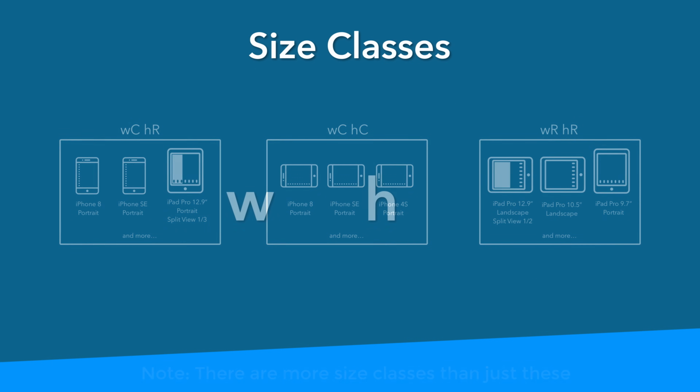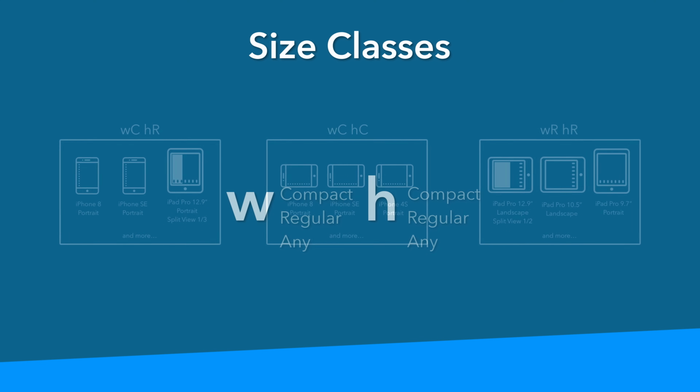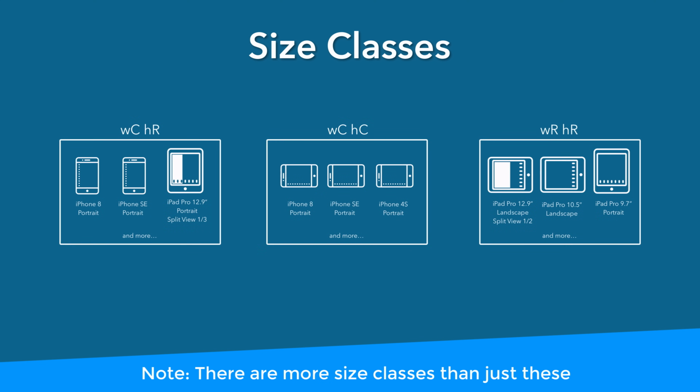Each size class is defined by 2 parameters, a height and a width. The height can be compact or regular, and the width can also be compact or regular. So for instance, one size class might be compact width and compact height. Another size class might be compact width but regular height. And in the case where you don't care about size classes and you want to add your constraint for all size classes, it would be any width and any height.